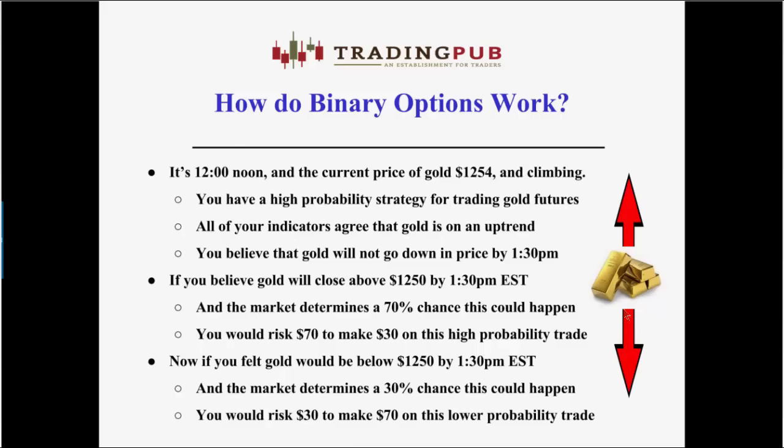Now, let's assume that it's noon, gold's at 1254 and it's currently riding an uptrend, but you sense a reversal. Things are starting to turn around and you believe when the pits close, gold is actually going to settle below 1250. If that happens, the market currently thinks there's a 30% chance. Gold's on an uptrend, but you believe differently. In that event, you'd be placing what they call an out-of-the-money trade. The market doesn't agree with you. You're going to risk $30 to make a maximum of $70 on a lower probability trade.